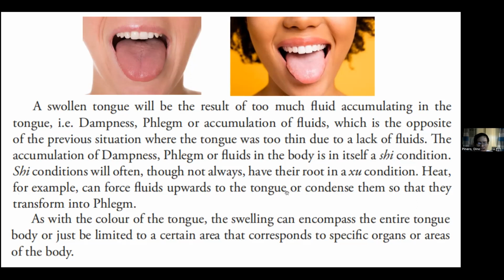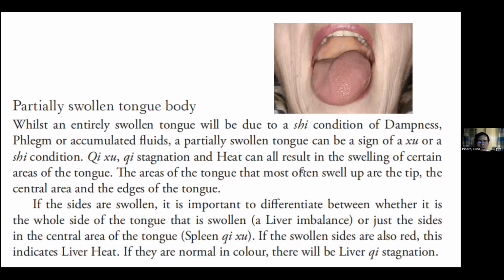As with the color of the tongue, the swelling can encompass the entire tongue body or just be limited to a certain area that corresponds to a specific organ or areas of the body. So as we could see in the picture, only one side of the tongue can swell, or in the second picture, the entire tongue swells. We have here another picture, where the left side is swollen. Partially swollen tongue body.